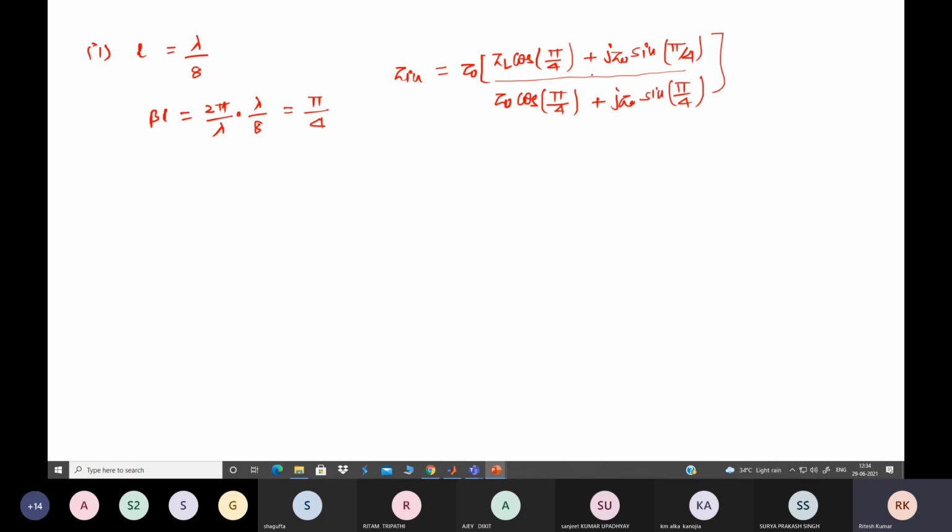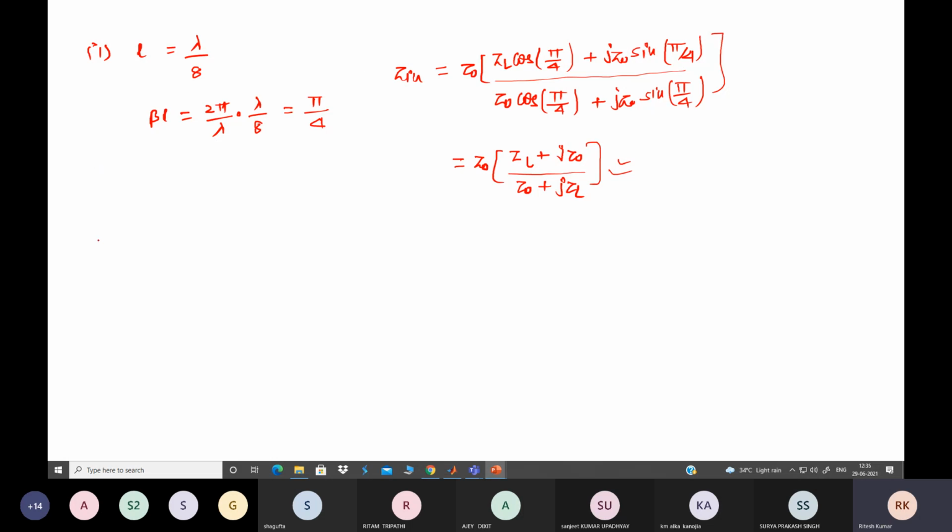So when you put 1 by root 2 in all these terms, root 2 will be cancelled out, and then we are left only with Zin equal to Z0, and in the numerator we have ZL plus j Z0 divided by Z0 plus j ZL. Means if the transmission line has length λ/8, in that situation we can see Zin is given by this expression. We can directly use this one. No need to write the above one.